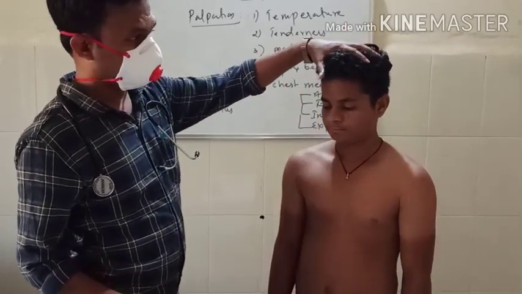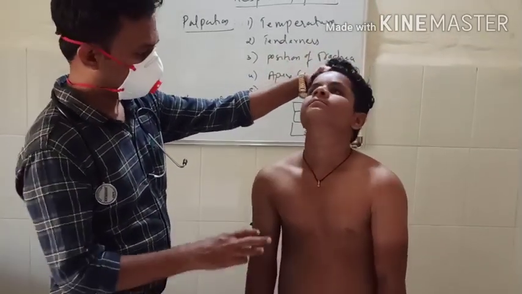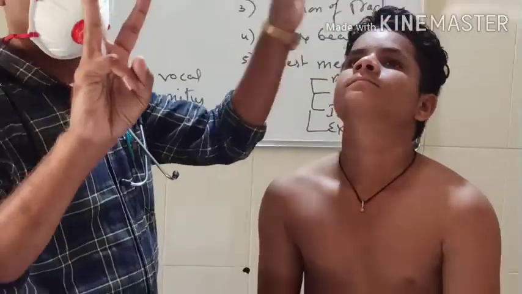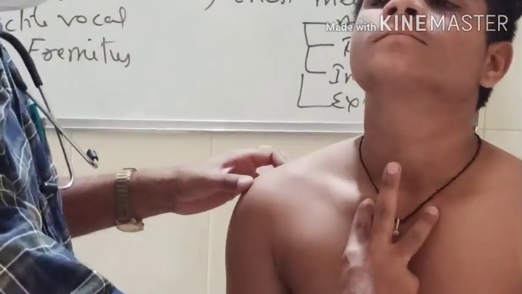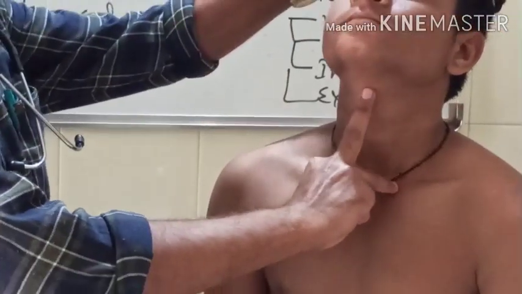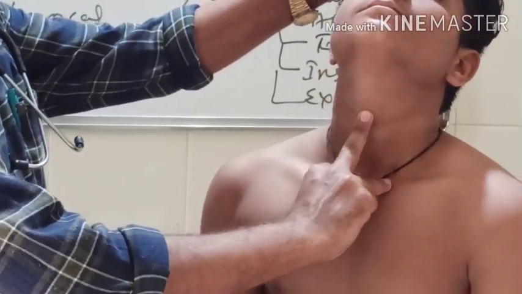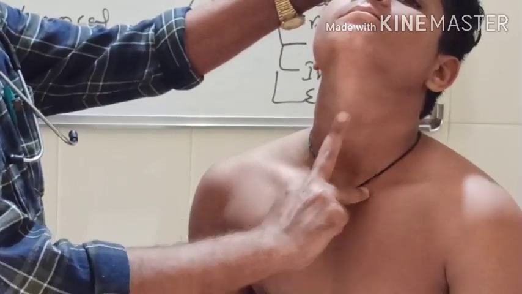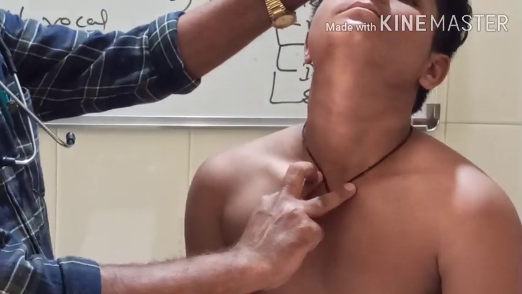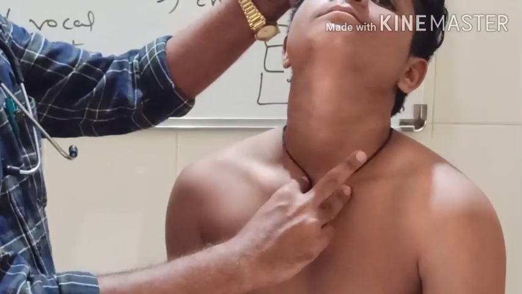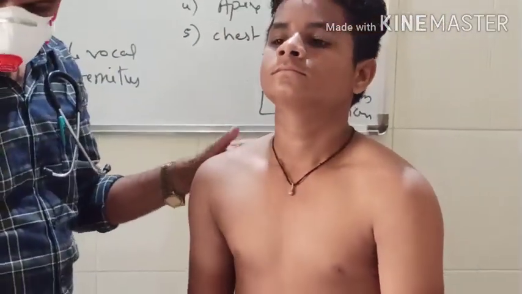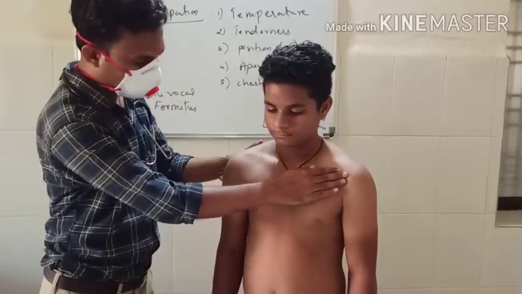Then you palpate for the trachea. Palpating for the trachea means what? 3 fingers are used. 2 fingers are placed over the clavicle, and the central finger is placed over the trachea, and it should be traced like this. If it is moving towards this finger, it indicates that the trachea is shifted to this side, and if it is moving to this finger, it indicates that the trachea is shifted to the left side. This is the position of the trachea. Then you palpate for the apex beat.